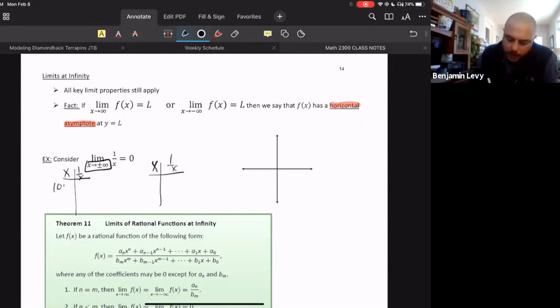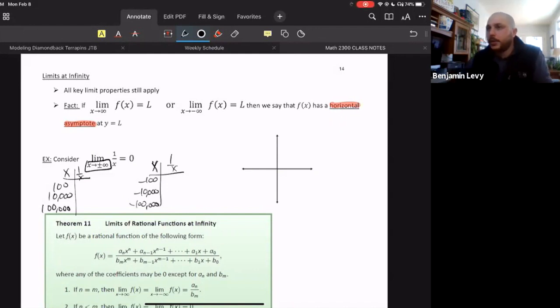Let's plug in 100, 1,000, let's do 10,000. And then let's get kind of big, 100,000, right? And we'll do the same thing, but in the negative direction. Well, you can just see because you're dividing by these numbers, the numbers are going to get smaller and smaller and smaller, right? But just to be clear, what we're trying to do here is look at the left and the right hand limit. So this one on the left is a limit as x approaches infinity. Sorry, let me redo that. That's approaching negative infinity.